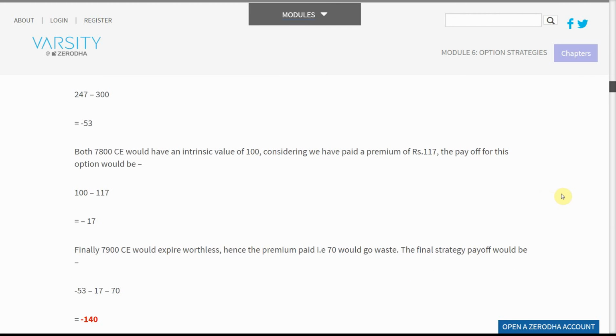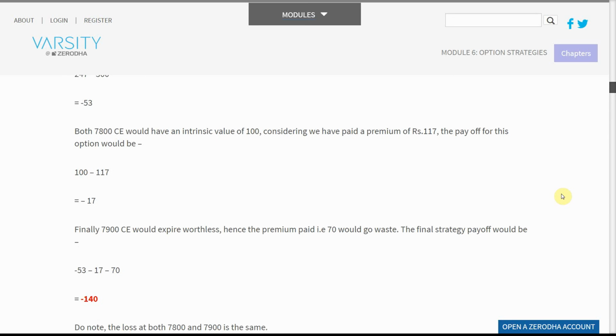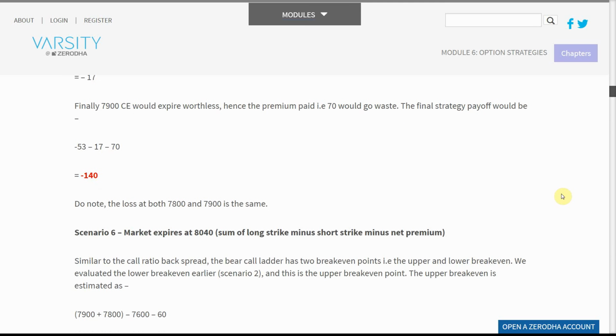The 7800 CE would have an intrinsic value of 100. Considering we have paid a premium of 117 rupees, the payoff for this option would be 100 - 117 = -17. Finally, 7900 CE would expire worthless. Hence the premium paid, i.e. 70, would go waste. The final strategy payoff would be -53 - 17 - 70 = -140. Denote: the loss at both 7,800 and 7,900 is the same.